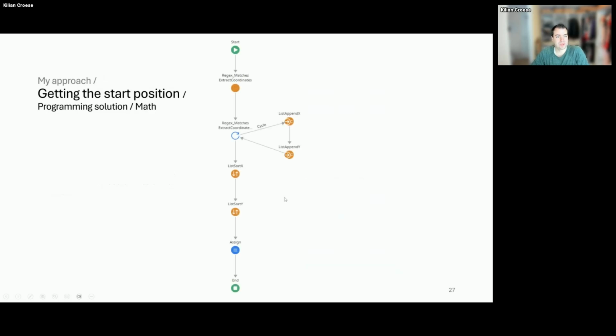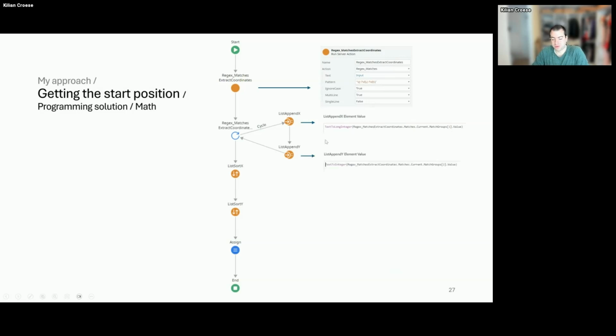In OutSystems, it would look like something like this. So here you have the regular expression searching through the text with the pattern you've just seen. Then I'm appending all of the X values to a list and all of the Y values to a list. I'm sorting them so I can easily grab the first and the last. And then here's the formula you've just seen. So I'm grabbing the first value from the X list, add the last value of the X list, and then divide it by 2, and the same story for Y.